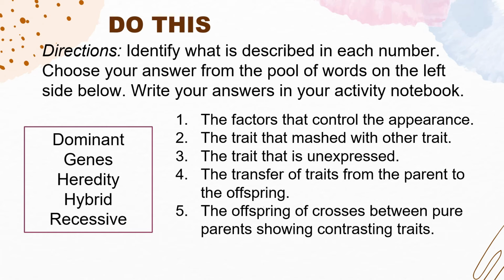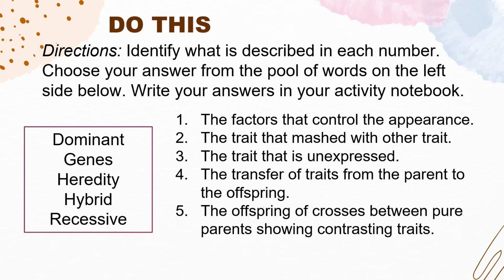This time, I want you to do this activity. Directions: identify what is described in each number. Choose your answer from the pool of words on the left side below. Write your answers in your activity notebook. The pool of words consists of the following: dominant, genes, heredity, hybrid, and recessive.